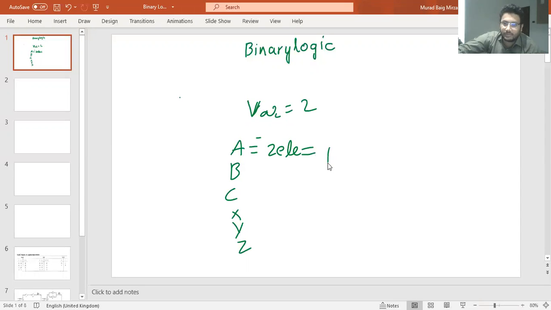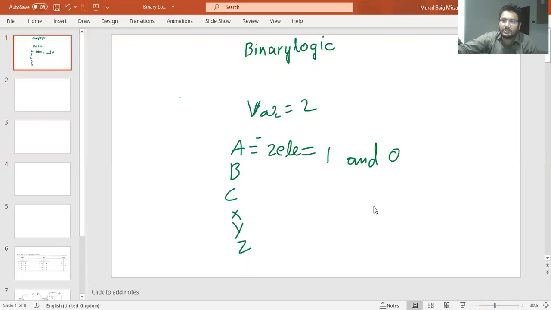And what are those elements? They are one and zero. So we know that binary variables are those variables which contain binary data. Binary data is of two types, 1 and 0, and the variables can either contain 1 or 0. They cannot have both of the values.